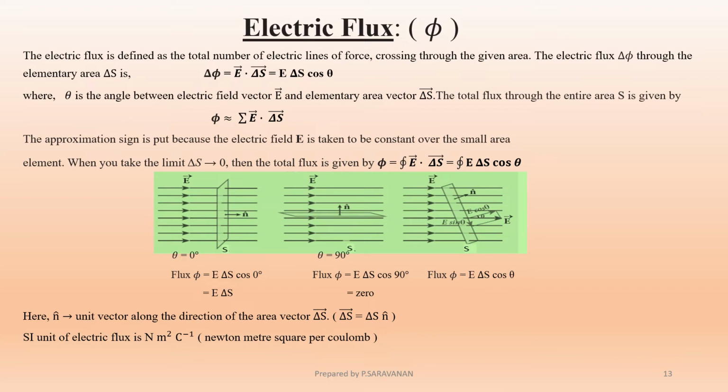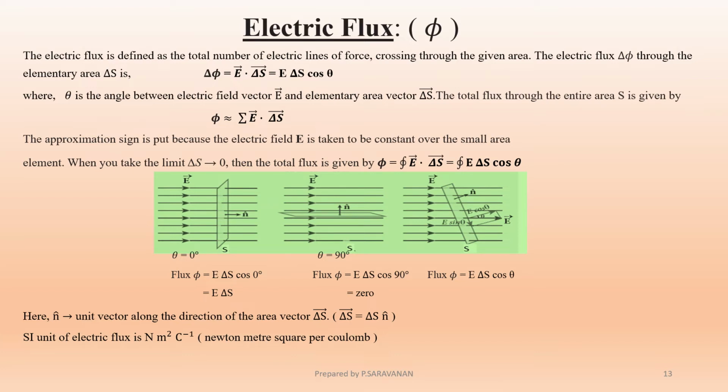So delta phi is only a small flux passing through a small area delta S. Hence the total flux through the entire area capital S is given by phi equals sigma E dot delta S.